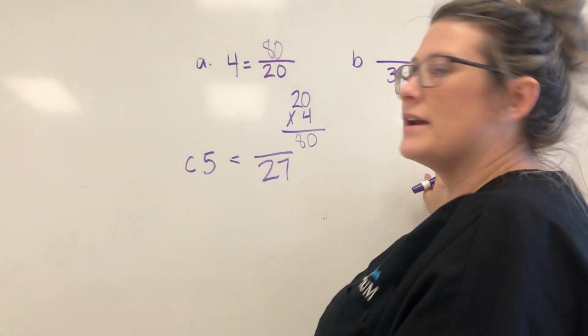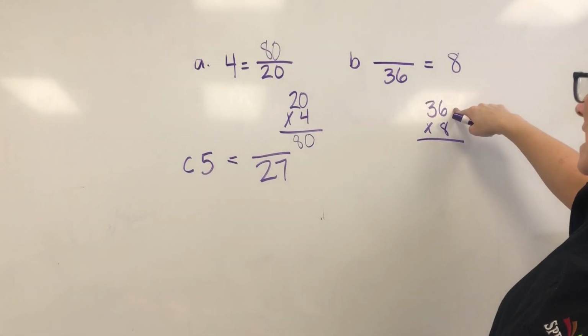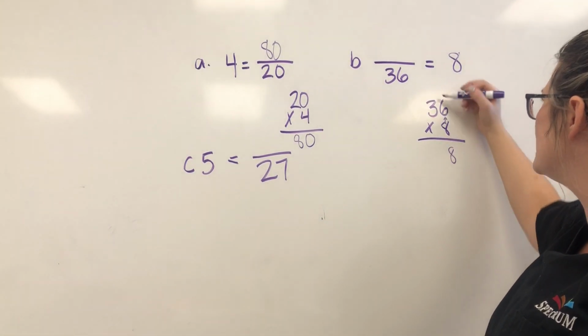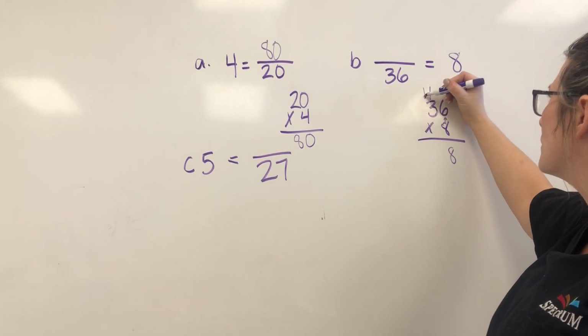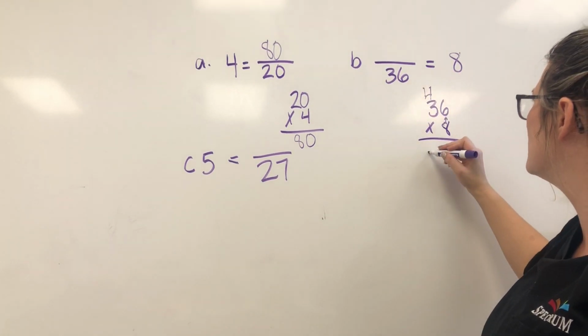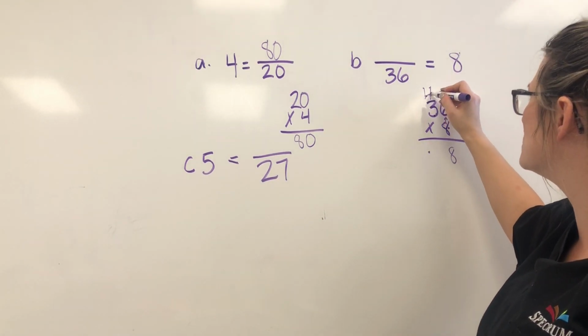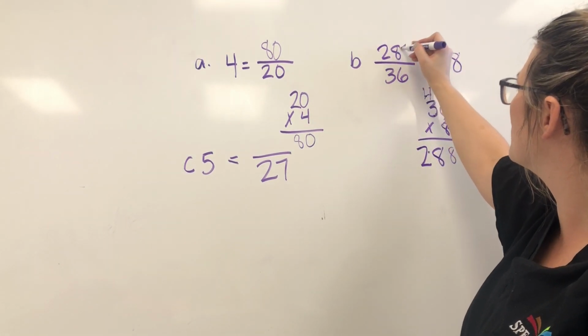So, now we're going to go ahead and solve this problem. 6 times 8 is 48. 8 down, carry the 4. 8 times 3 is 24. Hold on. 8 times 3 is 24, plus 4 is 28. So 288 is my top number here.